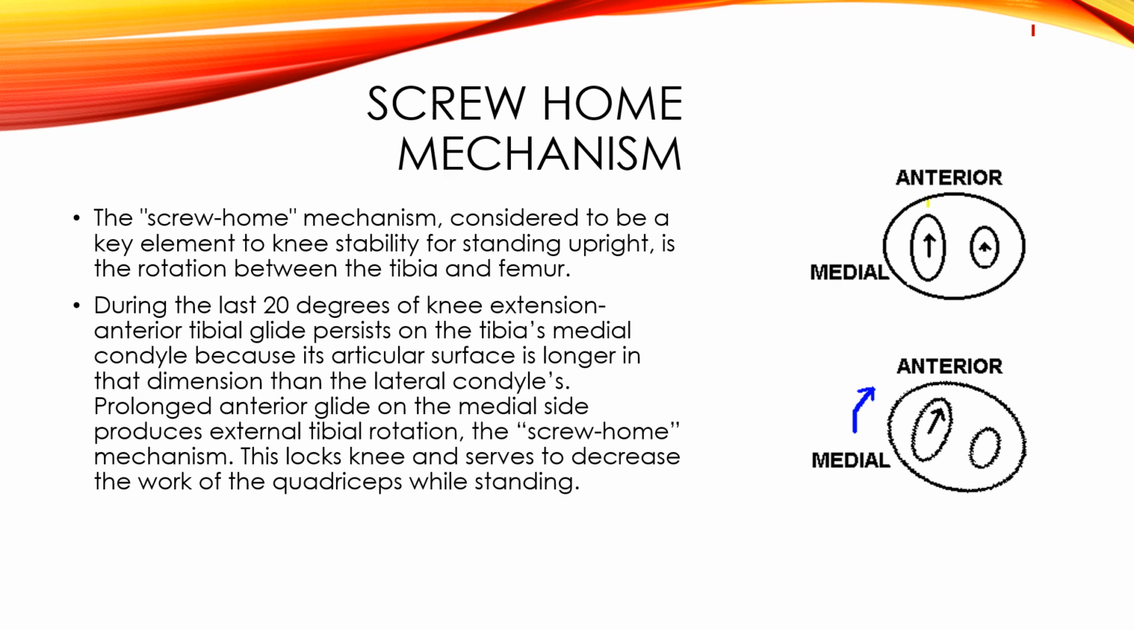On this figure you can see the medial condyle is bigger, so there will be continuous gliding, but after some time the lateral side gliding will stop. But because the medial condyle has to travel a lot because of its length, there will be an external rotation. You can see on the medial side it will start rotating. This external rotation in extension is called the screw home mechanism.